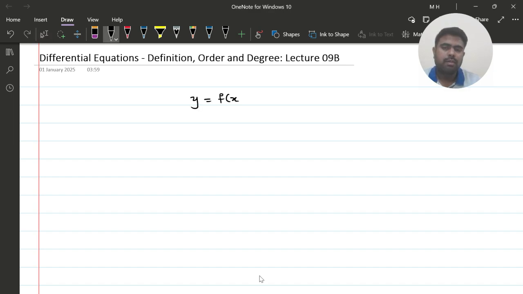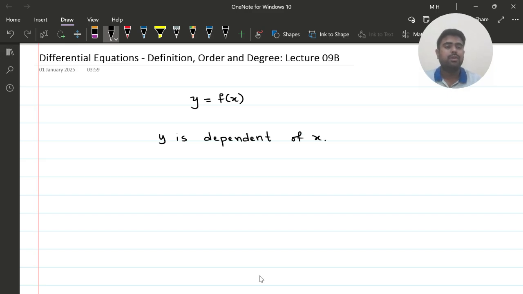When we have a function y is equal to f of x, the meaning of this is y is a function of x. What do you mean by y is a function of x? The value of y changes in accordance with the value of x. So therefore we can say that y is dependent on x.